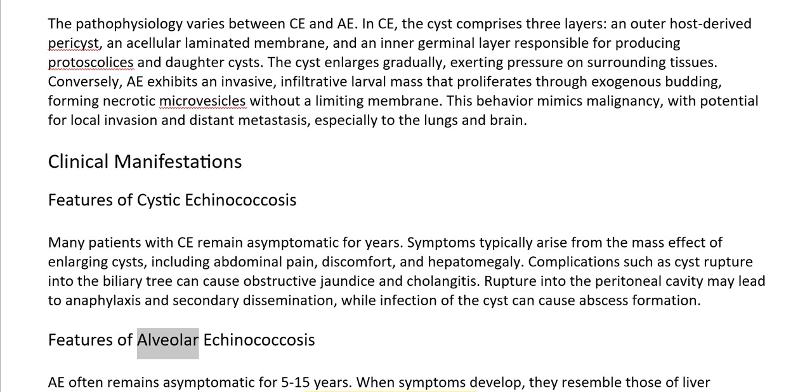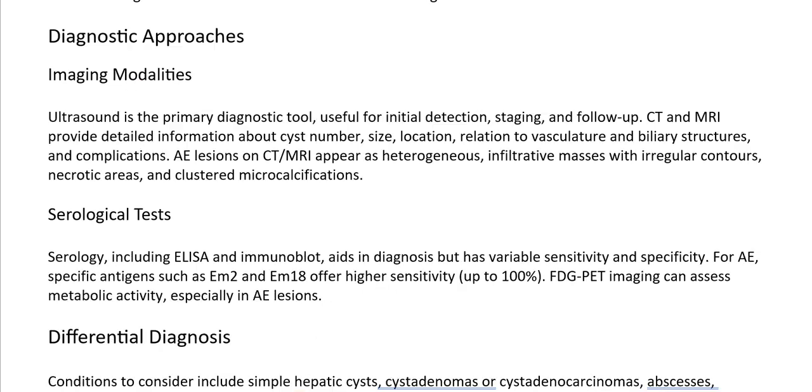Features of alveolar echinococcus. AE often remains asymptomatic for 5 to 15 years. When symptoms develop, they resemble those of liver malignancies, including epigastric pain, weight loss, hepatomegaly, obstructive jaundice, and ascites in advanced stages. The infiltrative nature of AE can lead to significant liver destruction and metastasis.